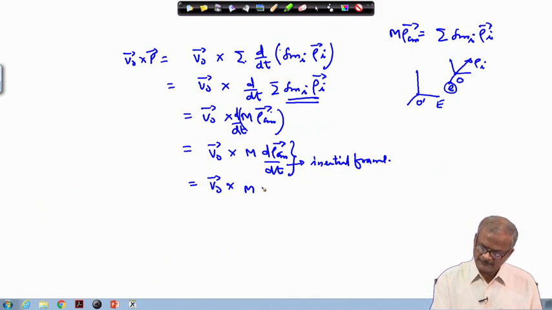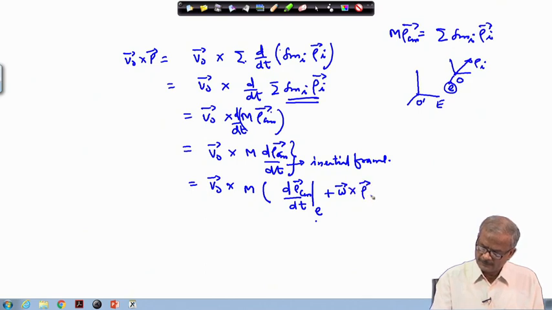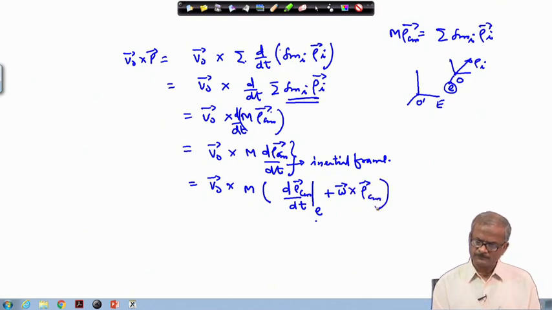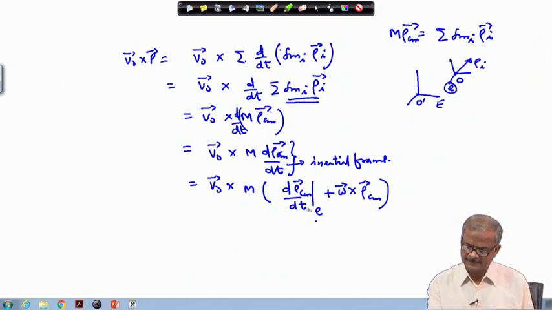Okay. And if we have a rigid body, then for that case, say for any body, we can write it something like this: d rho c m by dt with respect to the body frame, which we have indicated by E, plus omega cross rho c m. This already we have discussed. This is the transport theorem in mechanics.